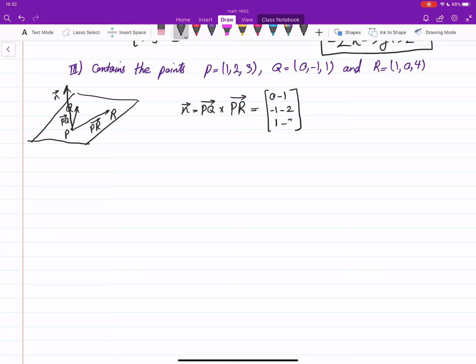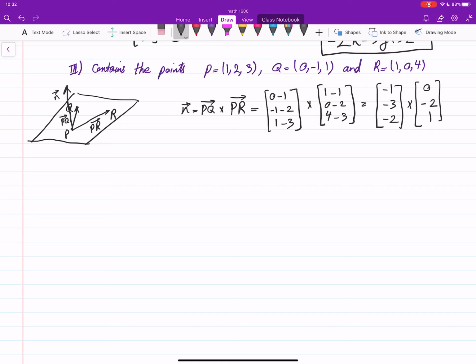That will give me 0, -1, 1, minus 1, minus 2, minus 3. This is going to be crossed by R minus P. So 1, 0, 4, minus 1, minus 2, minus 3. This is the vector -1, -3, and -2, cross 0, -2, and 1.